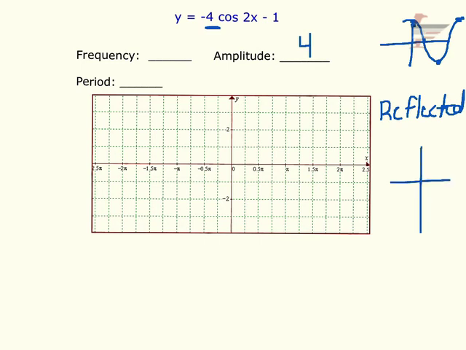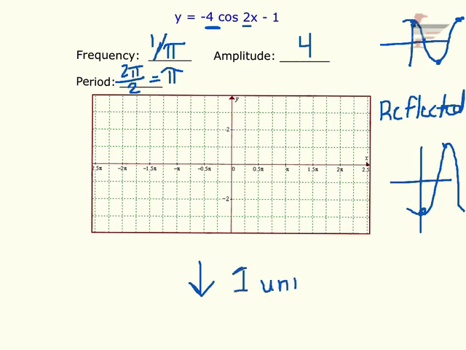So actually my cosine graph is going to instead do this. So it'll just be reflected. My period, the number in front of x is 2, so my period is 2 pi divided by b, so 2 pi divided by 2 is pi, and my frequency is the reciprocal of period, so 1 cycle for pi units of time. Then, last but not least, I have -1 that's not in parentheses, so everything is going to be shifted down 1 unit, and I will remember to end with that.